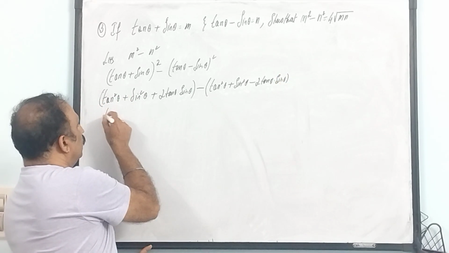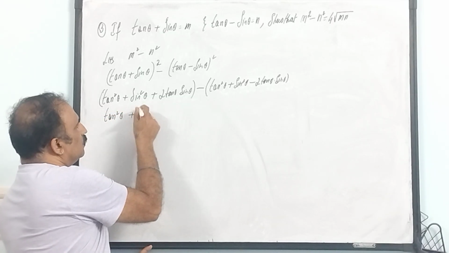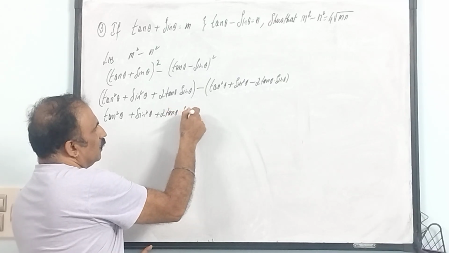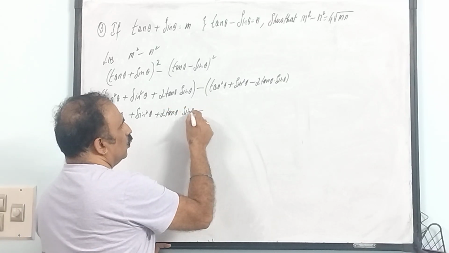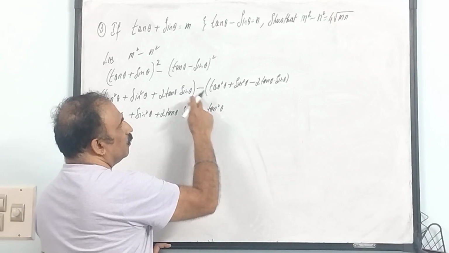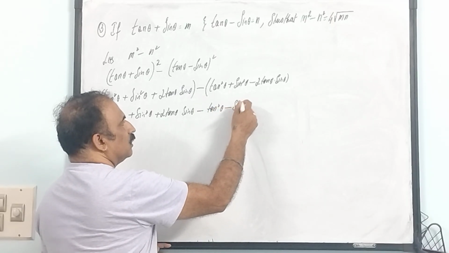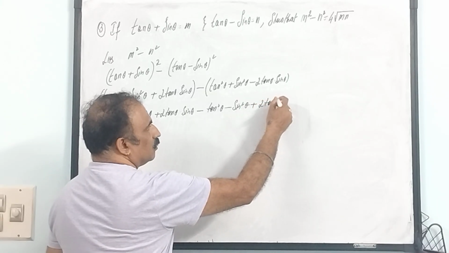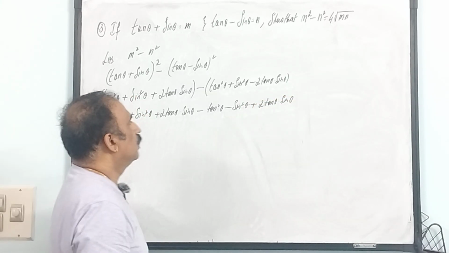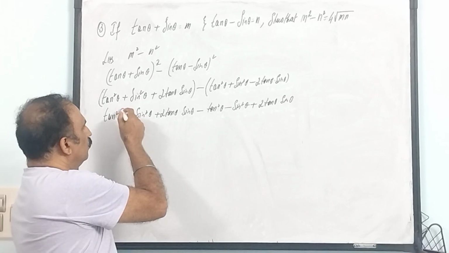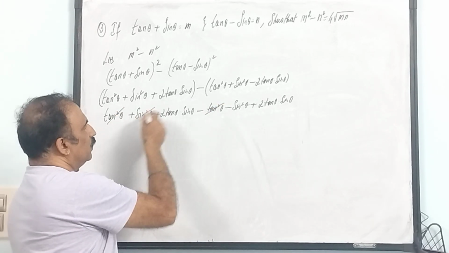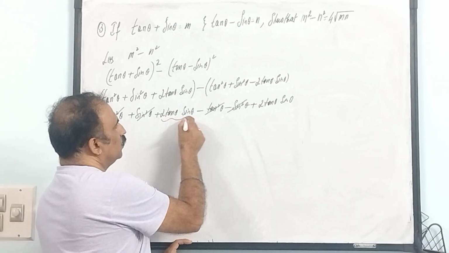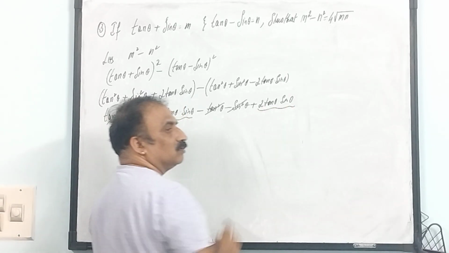So when I open the bracket here, it is tan square theta plus sine square theta plus 2 tan theta into sine theta. Minus, when you open this, tan square theta, minus into plus is minus sine square theta, minus into minus is plus 2 tan theta into sine theta. Now in this cancellation, positive and negative: plus tan square minus tan square, plus sine square and minus sine square. Now here I have got the same terms, 2 tan theta into sine theta plus 2 tan theta into sine theta.